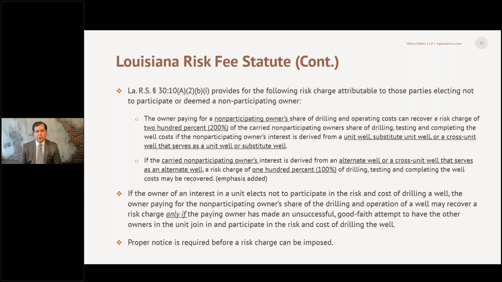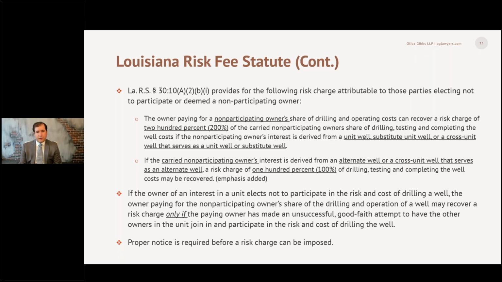Again, that's going to be for unit wells. So that's going to be for the first well drilled in a unit, the well that's generally thought of as holding that unit. You can charge those non-participating owners a 200% risk charge. So that would mean generally that for their pro rata share, the cost of drilling, testing, and completing would need to reach 300% of the total cost until that non-participating owner would be able to come into their share of the working interest of the well.